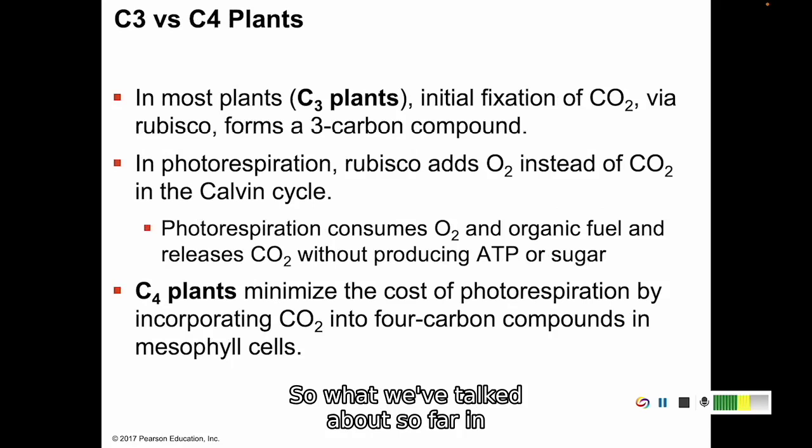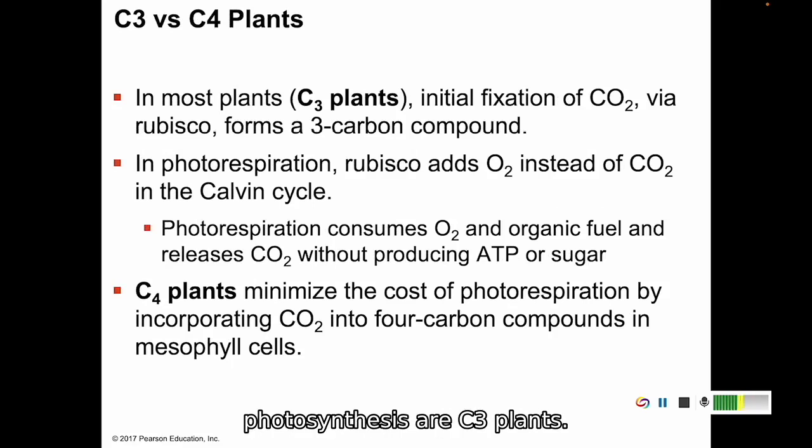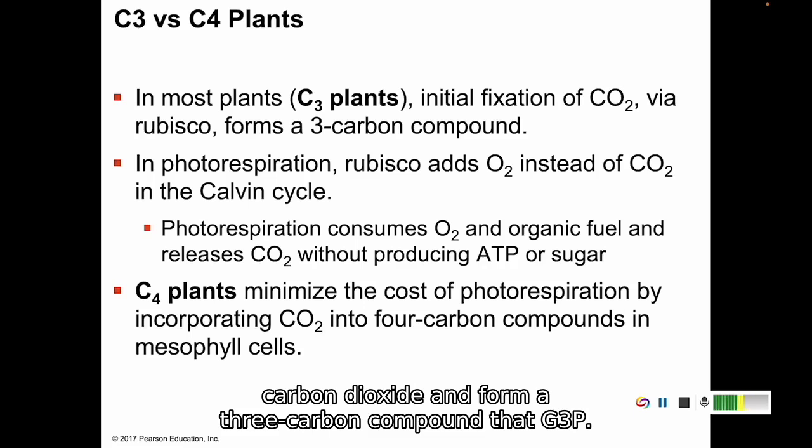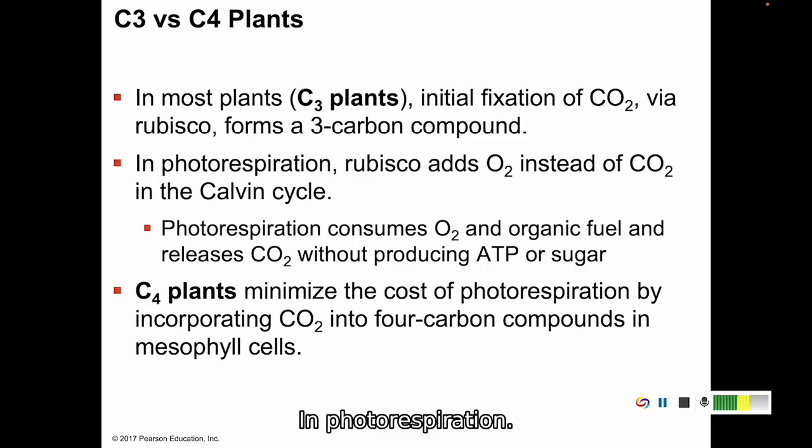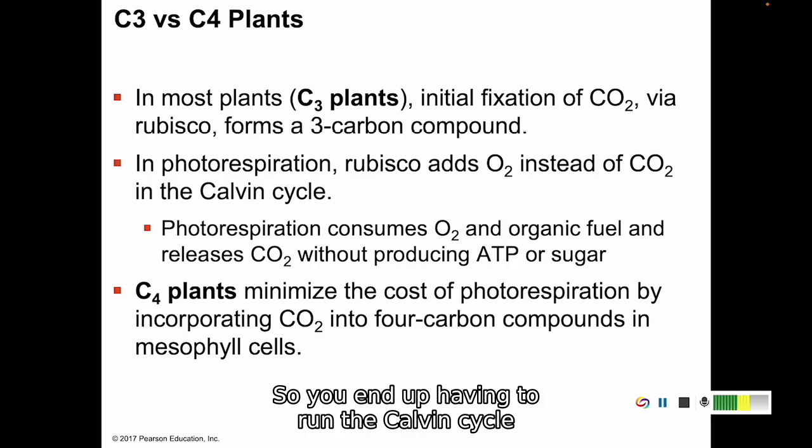So what we've talked about so far in photosynthesis are C3 plants. These are plants that take carbon dioxide and form a 3-carbon compound, that G3P. In photorespiration, Rubisco adds an oxygen instead of taking in 3 carbon dioxides, so you end up having to run the Calvin cycle extra times to get that 3-carbon product.